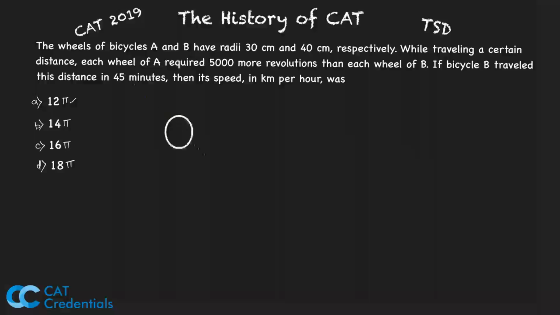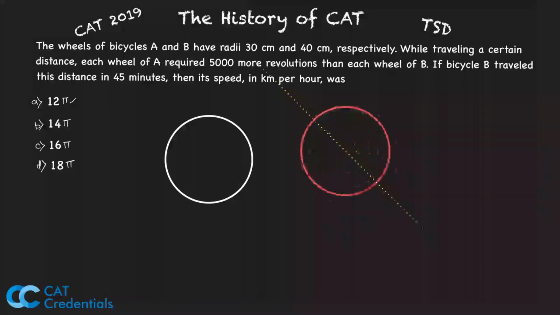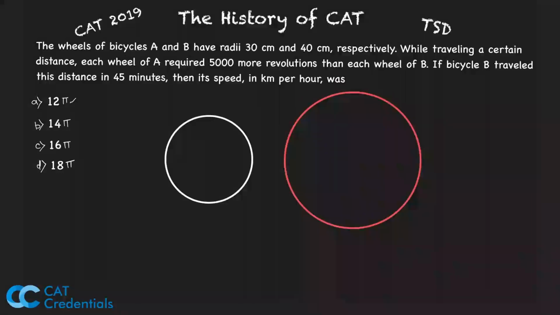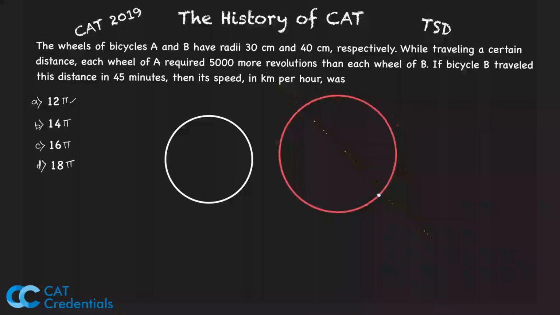Let's visualize this even better. So this is, say, bicycle A. This has a wheel which has a radius of 30 centimeter, and this is your bicycle B. We'll draw a wheel that is relatively bigger because it has a radius of 40 units. So how do I start analyzing this? This has a radius of 30 centimeter and this has a radius of 40 centimeter.